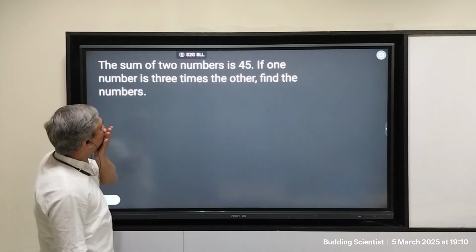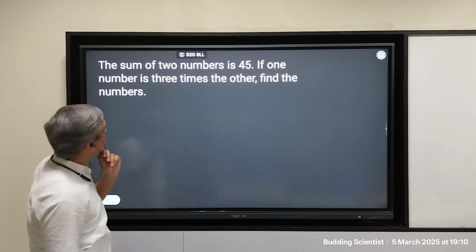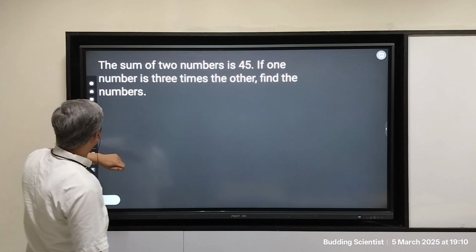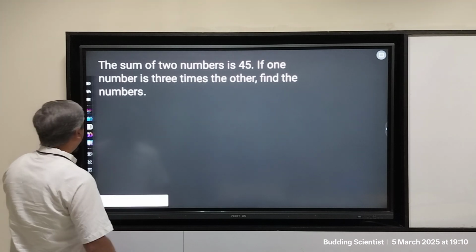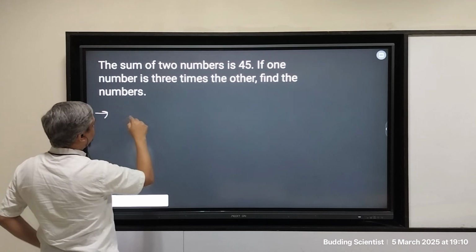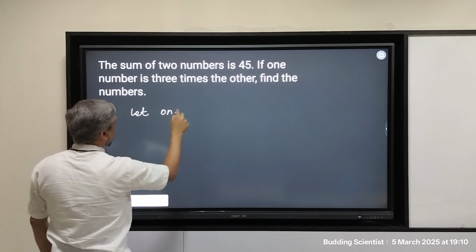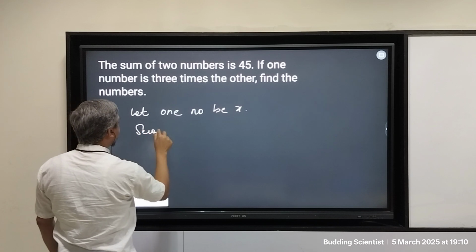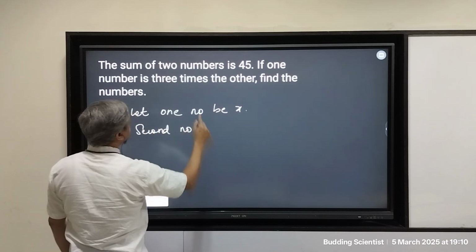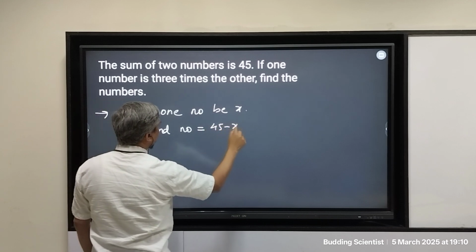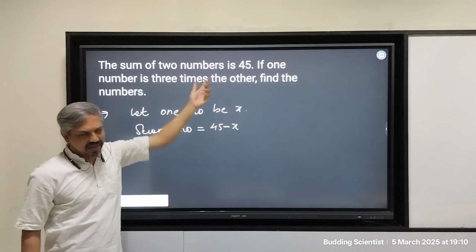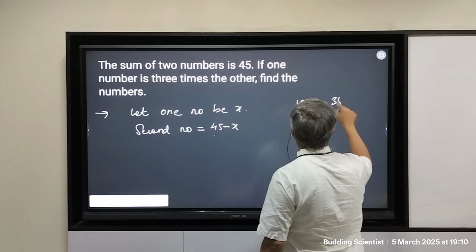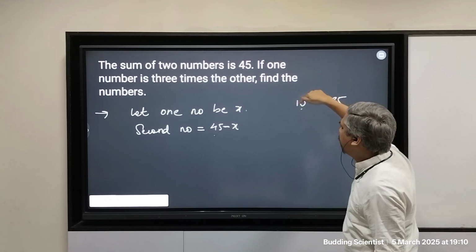Let's see. The sum of two numbers is 45. If one number is 3 times the other, find the numbers. These are the slightly difficult ones, but it's not impossible anyway. Let one number be x. So the second number is equal to 45 minus x. Why? Because the sum is 45. If the addition is 45, then if one number was 10, the other has to be 35. So this number is equal to 45 minus this number.